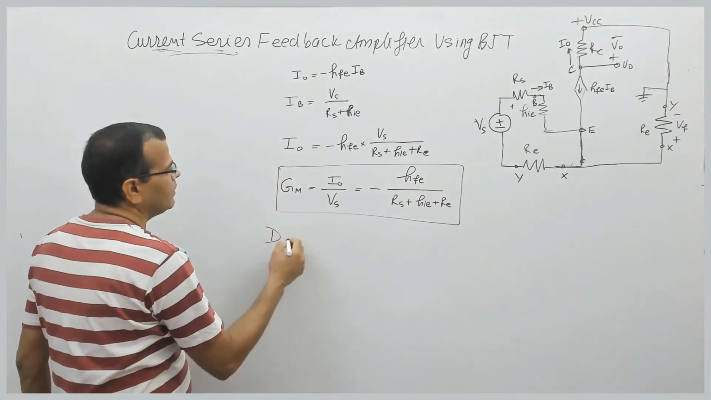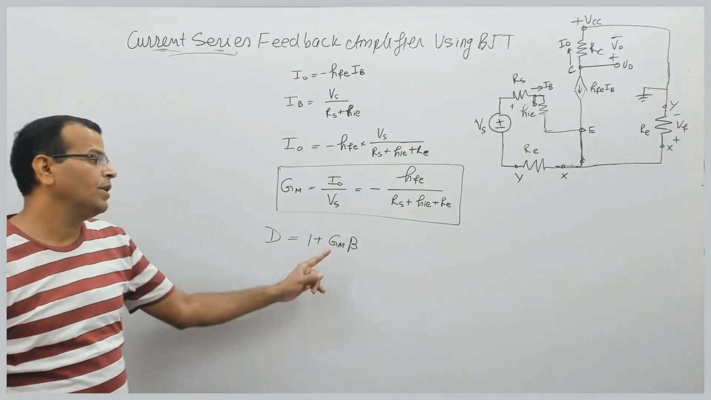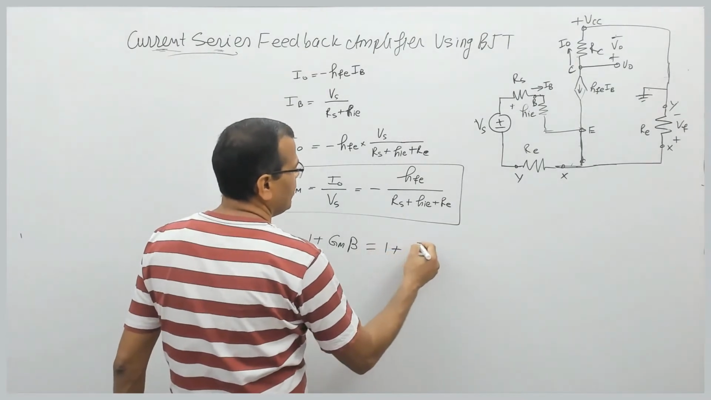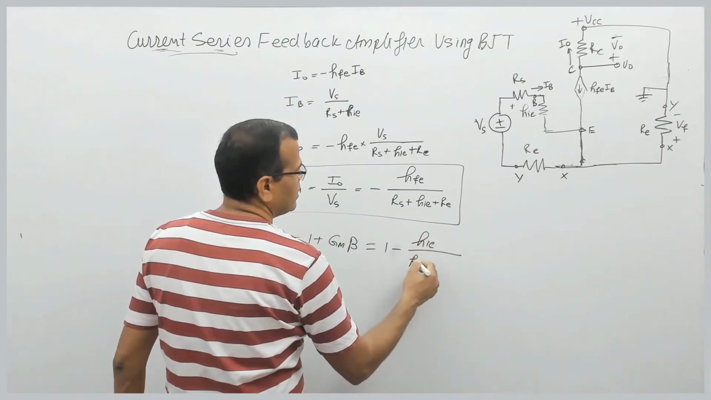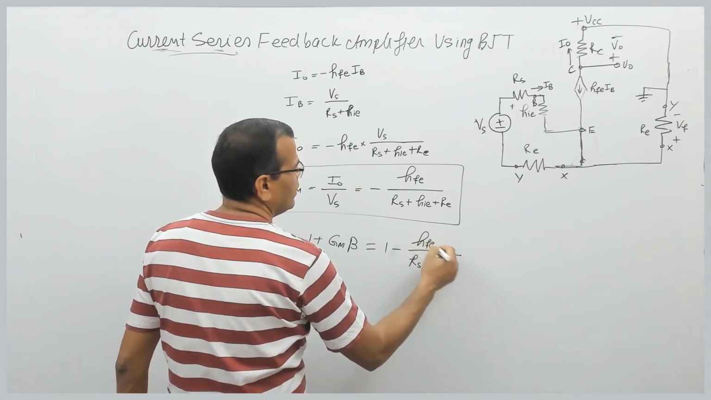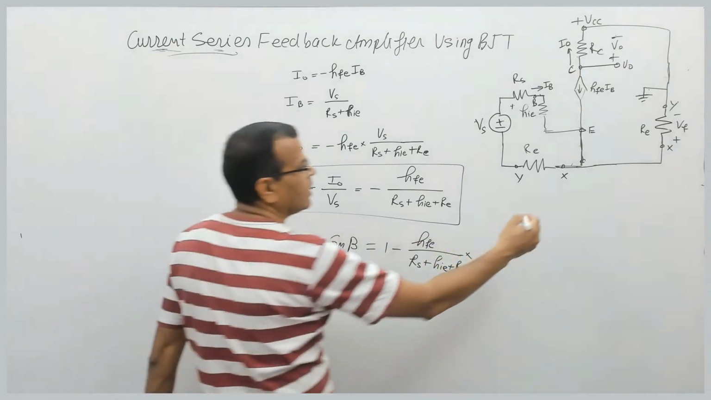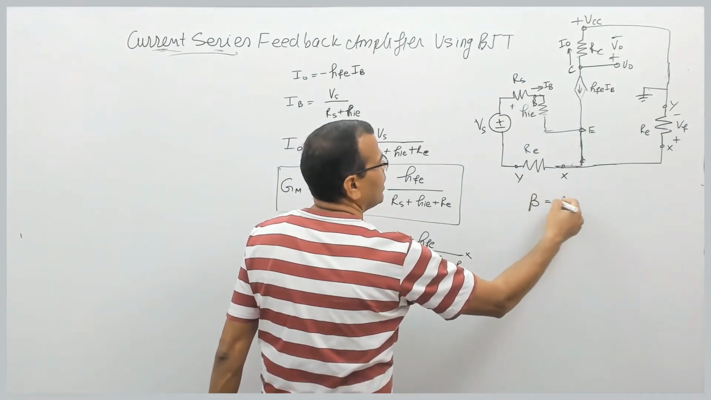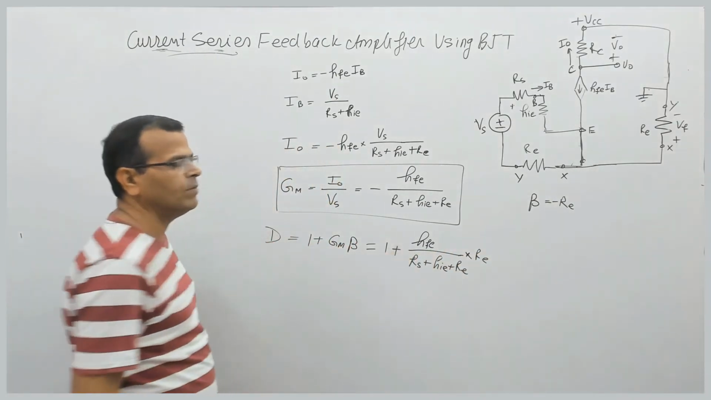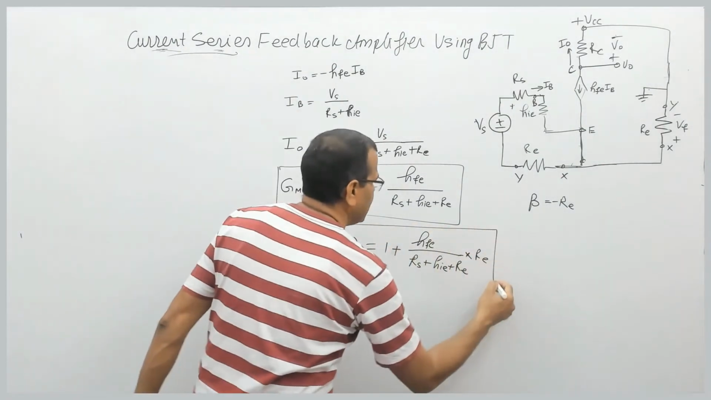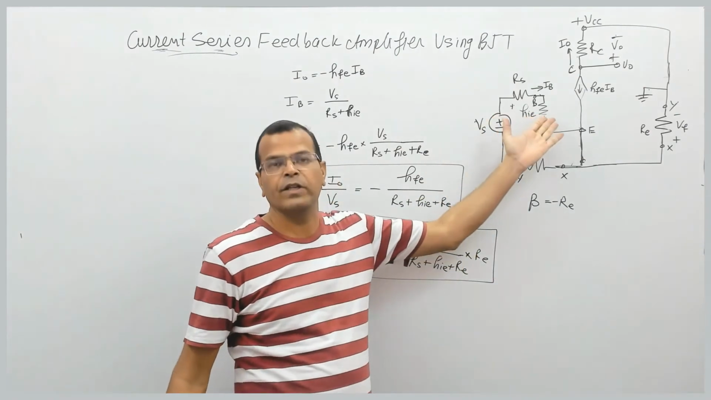So what is the desensitivity of the amplifier? 1 plus Gm into beta, that is known as desensitivity. Here 1 plus Gm beta: Gm is minus HFE divided by Rs plus HIE plus RE, multiplied by beta, which was minus RE. We have already identified that it was minus RE. When you multiply it by minus, that becomes plus. So this is your desensitivity of the amplifier without feedback loading, of course.